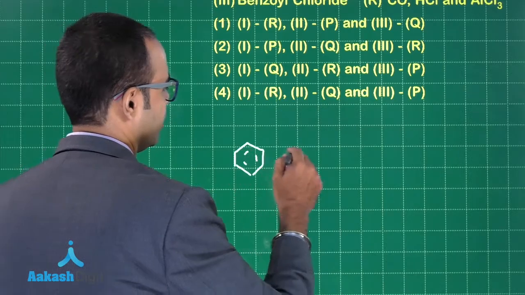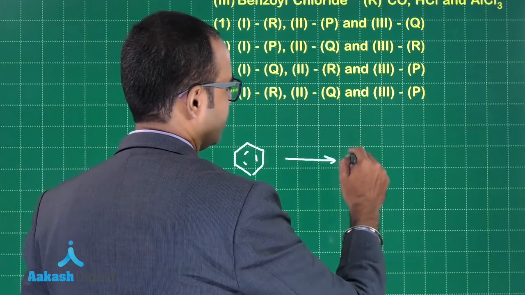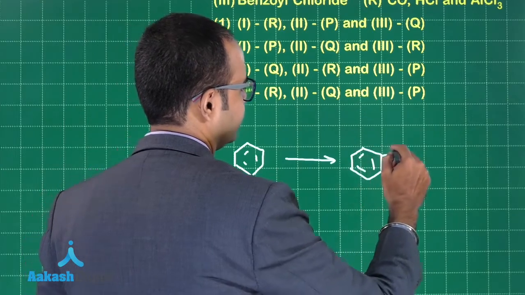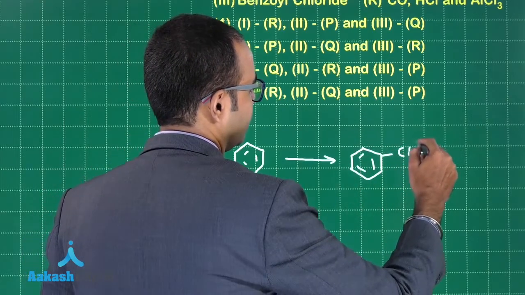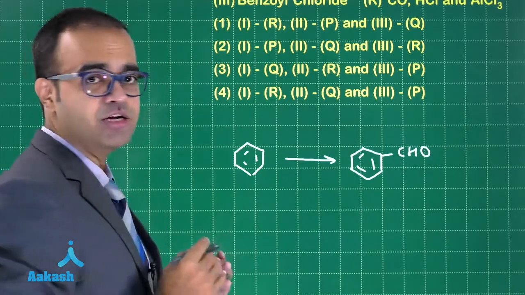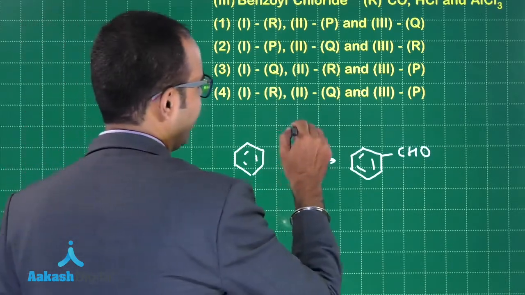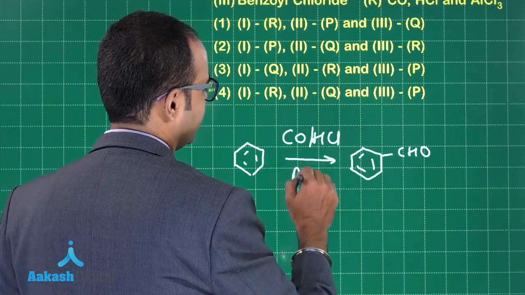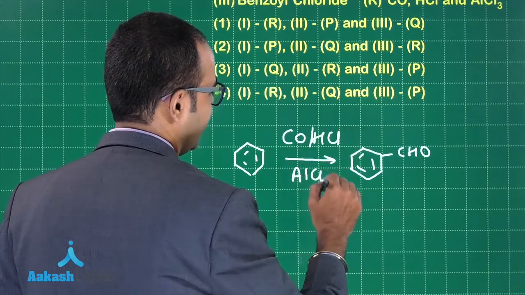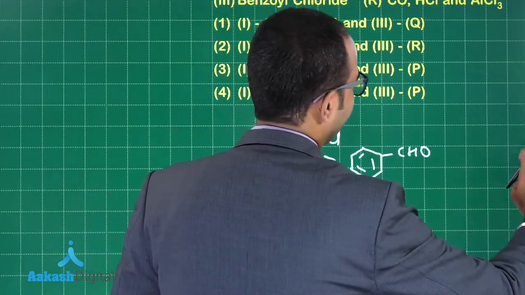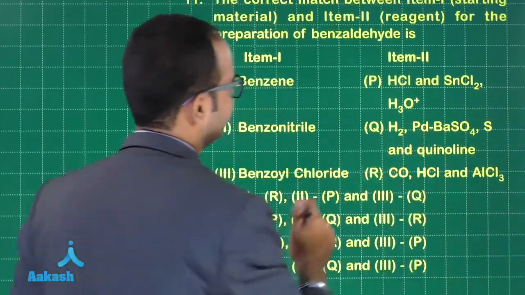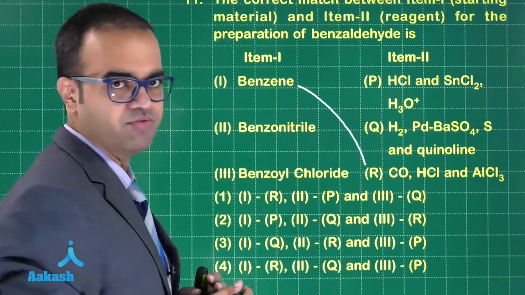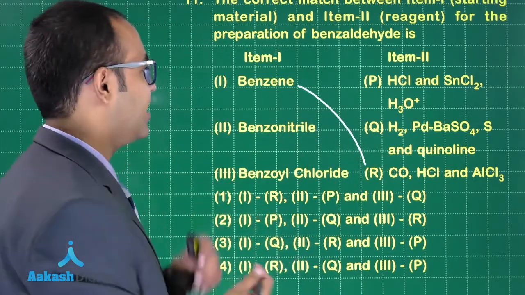benzene, converting it to benzaldehyde. So what will I use over here? I will use the Gattermann-Koch reaction. That is, I will add CO, HCl and AlCl3. So your first thing, that is benzene given over here, for converting to benzaldehyde I'll react it with R.